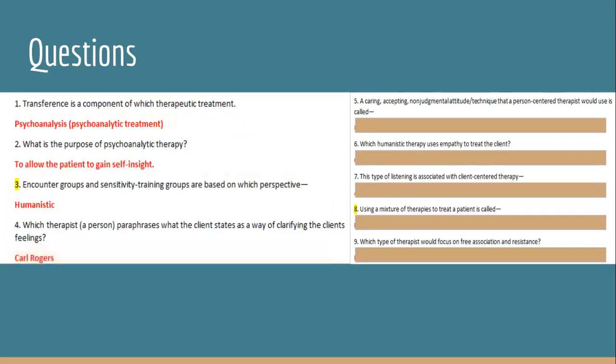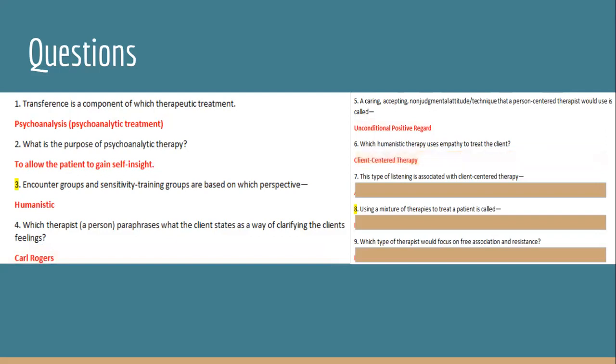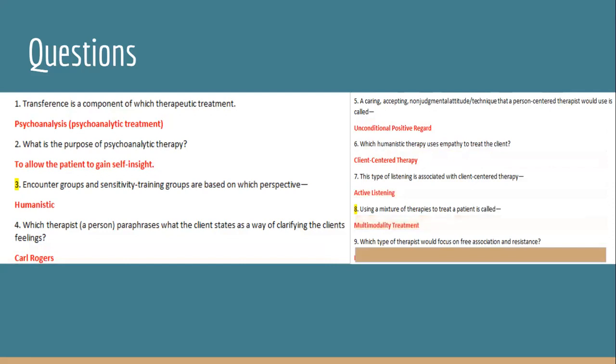That was Carl Rogers. Caring, accepting, non-judgmental attitude towards a person, that's considered unconditional positive regard. Which humanistic therapy uses empathy to treat a client? That is client-centered therapy. What type of listening is associated with client-centered therapy? Active listening.